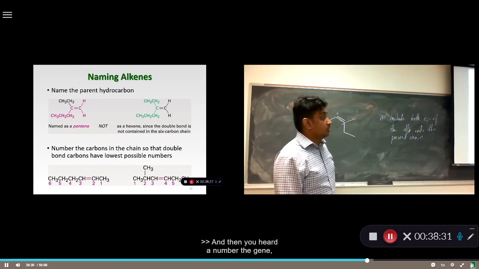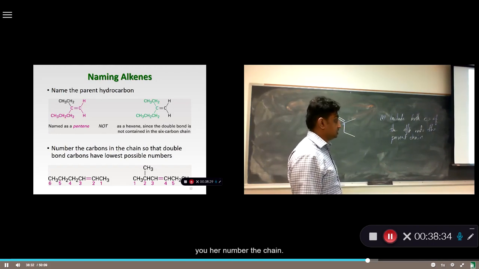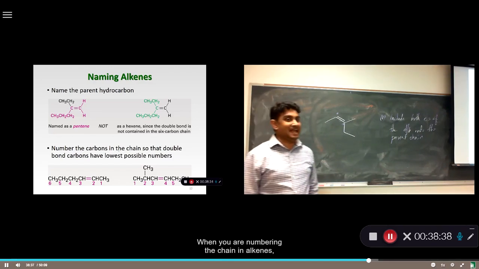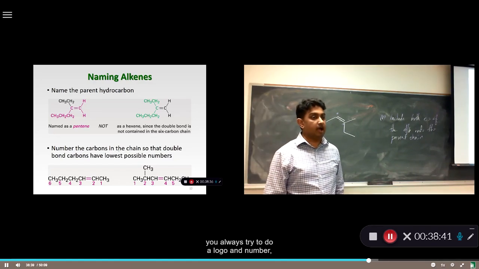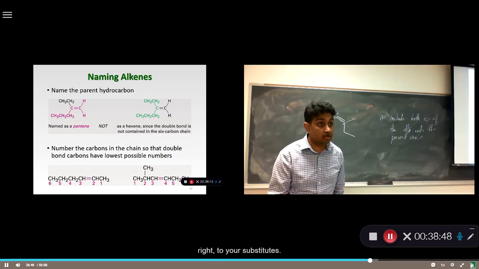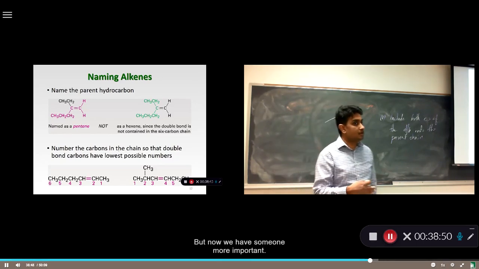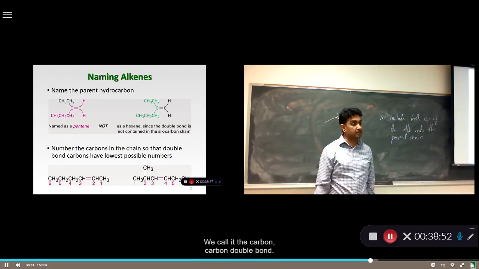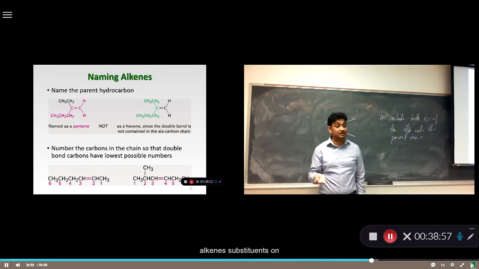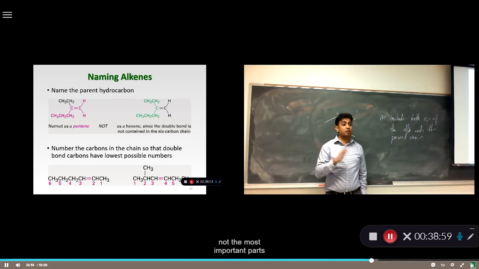And then you have to number the chain. Now we have to number the chain. When you are numbering the chain, in alkanes you always try to give the lowest possible numbers to your substituents, right? But now we have someone more important. We call it the carbon-carbon double bond, or the functional group. Starting from alkenes, substituents are not the most important part in our molecule. It's the functional group. Okay?